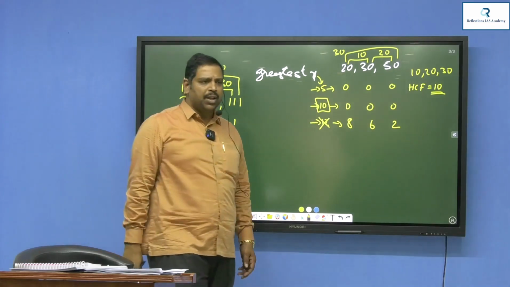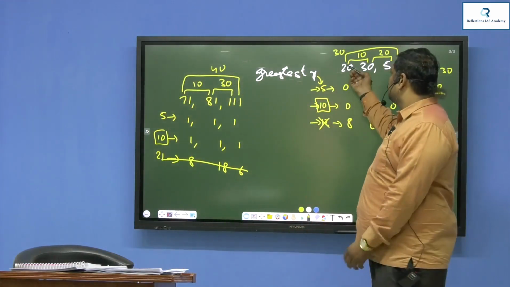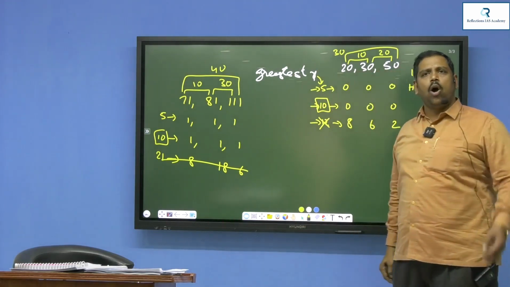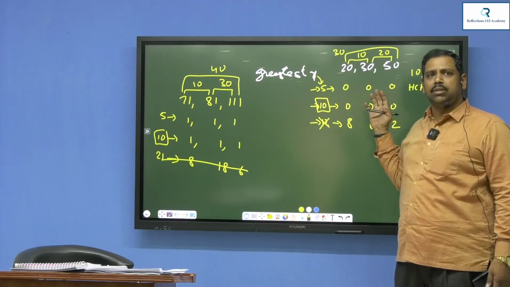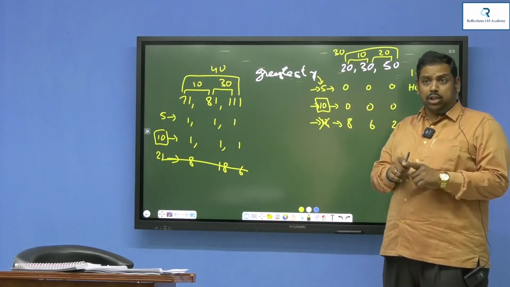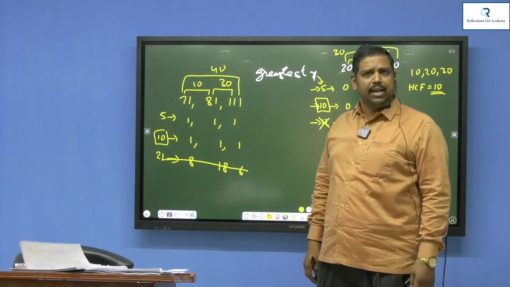What is he asking? Find the greatest value of x such that when x, y, z are divided by that number, they give the same remainder in each case. This is the same remainder in each case. I am not specifying that the remainder should be that much.